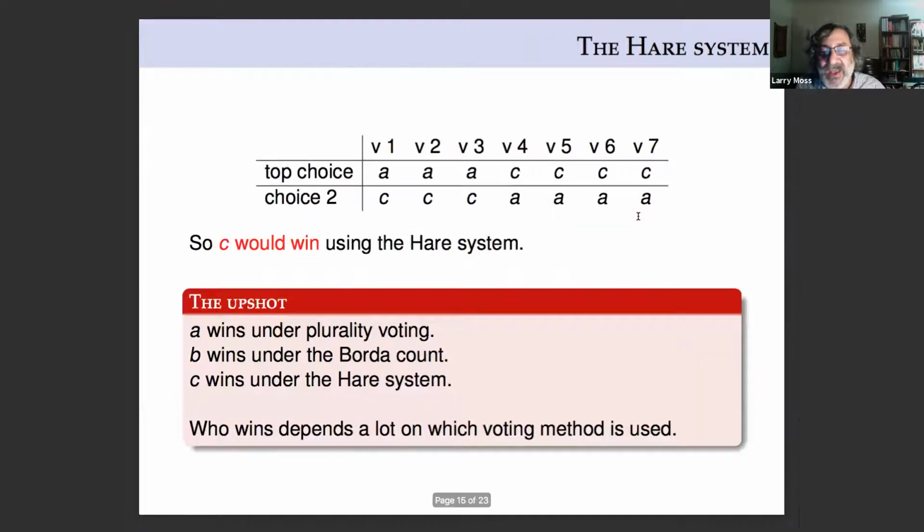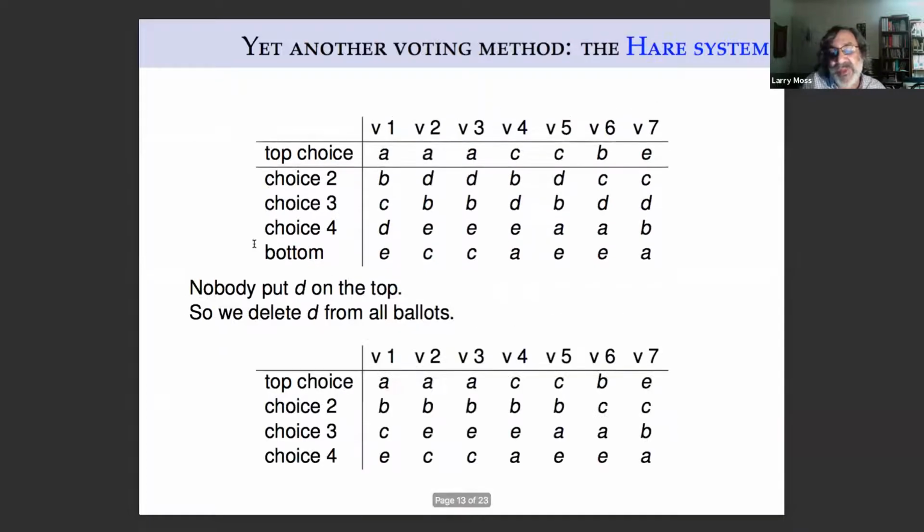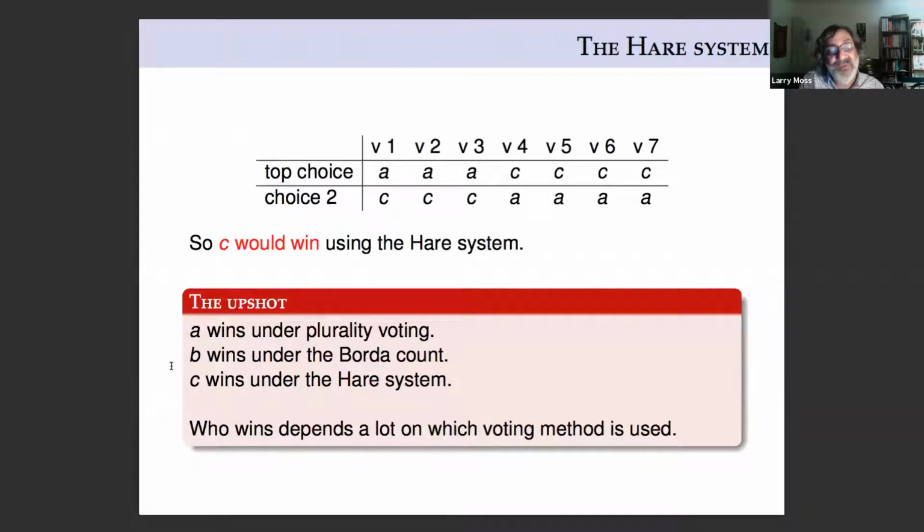And we do that again, and here's what we get. We get 3 for A, and now C has 4 ballots. So we would actually declare C the winner this way. So if we did it this way, C would be the winner using the Hare system. So we had 3 voting systems: plurality voting, and then Borda, and then the Hare system. And if we do it for the same election, we'd see that A wins for plurality voting, B wins for the Borda count, and C wins for the Hare system. So who wins the election depends on what method you're using to run the election.